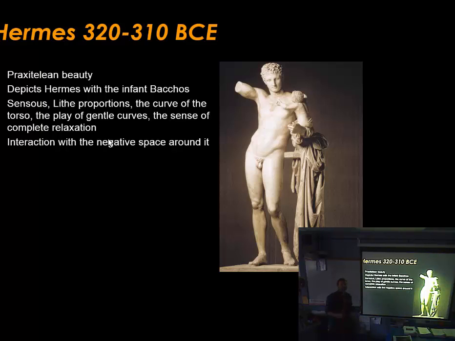So again, Praxitelean beauty or the Praxitelean ideal, which is what I was setting up before we were interrupted. Praxitelean beauty, particularly of Hermes. This is a depiction of Hermes here. I should say Hermes with the infant Bacchus. That's weird.